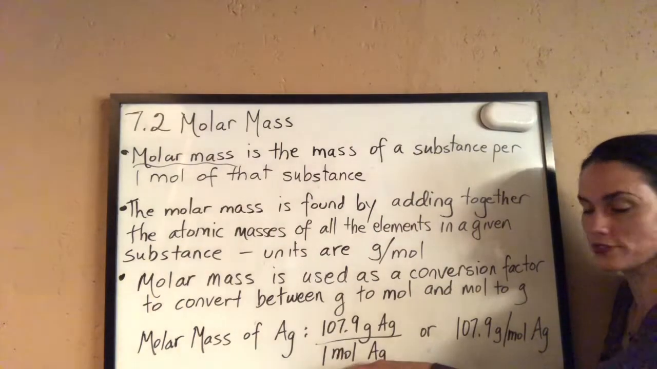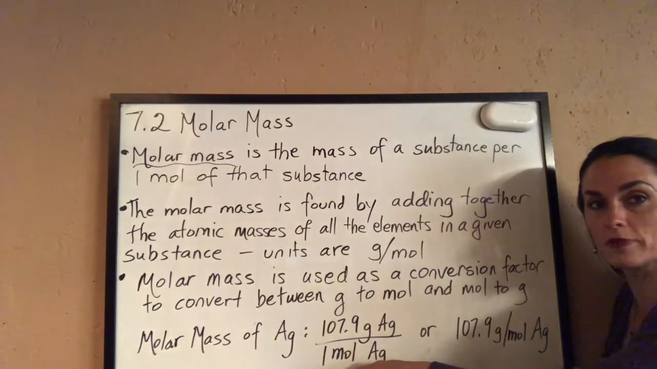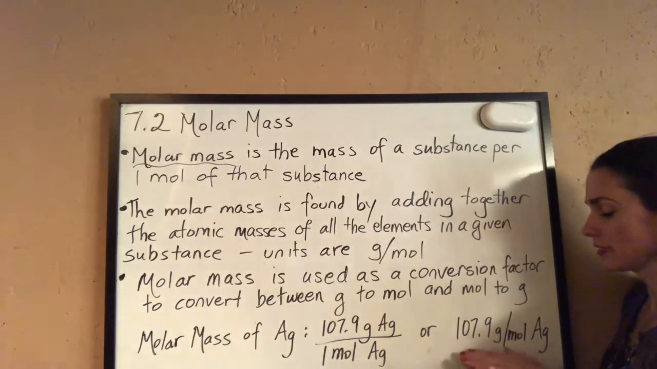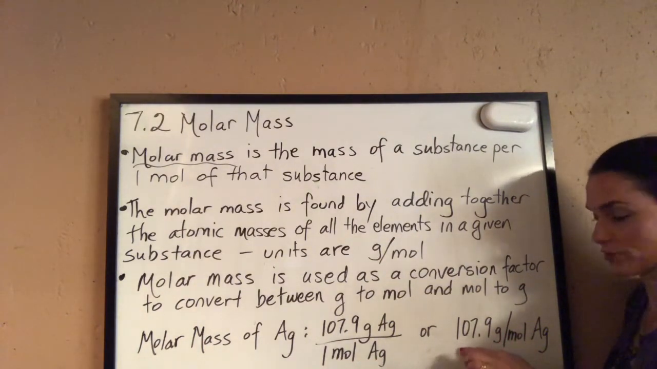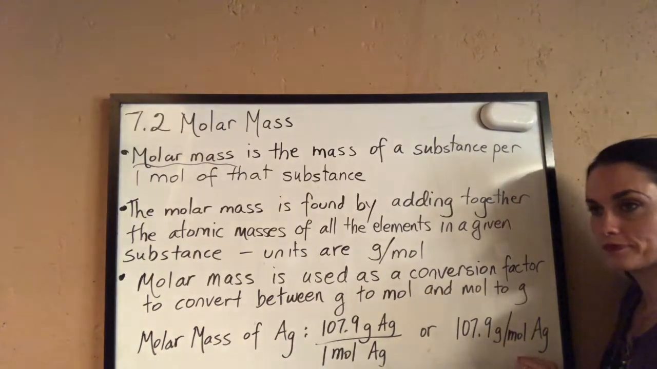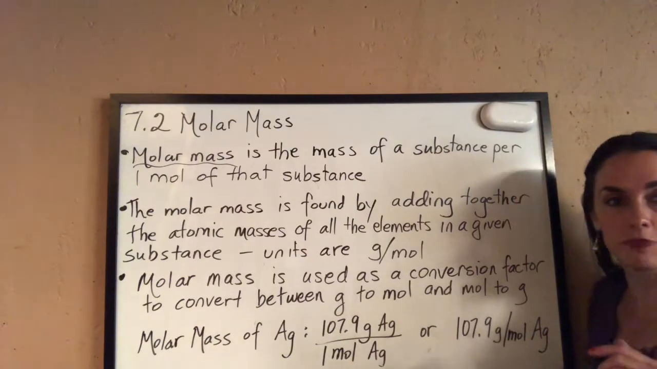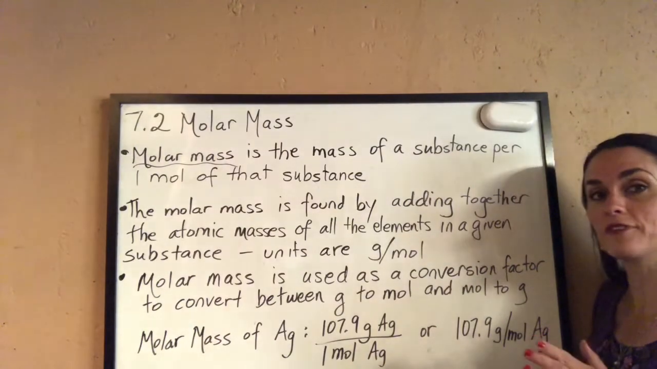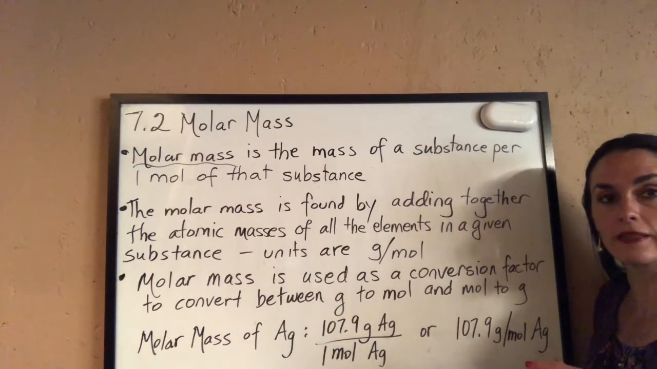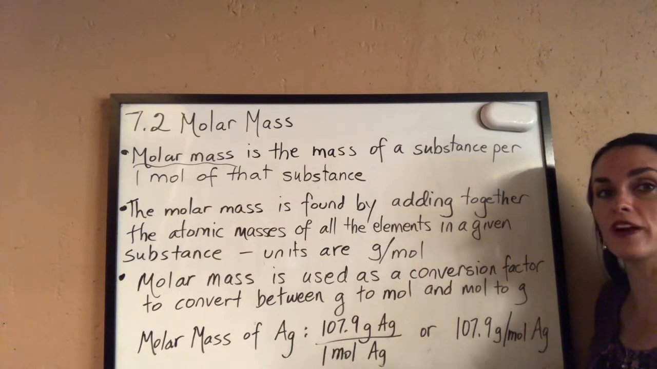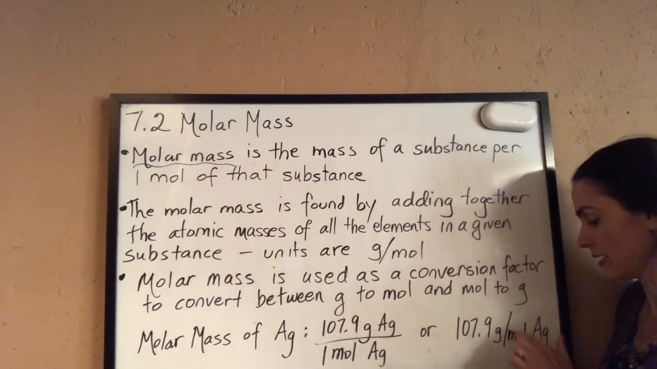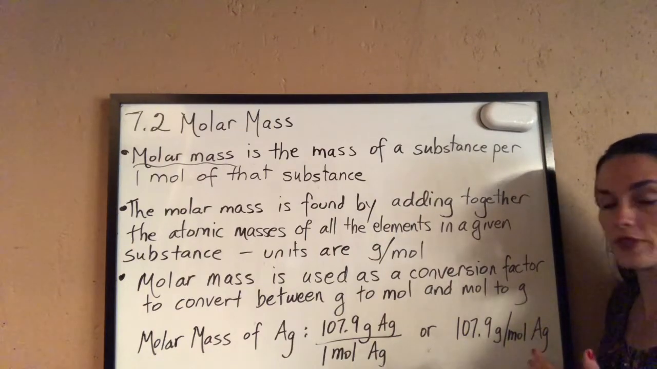Now here I wrote it as a conversion factor because we're going to be using molar mass as a conversion factor in section 7.3. Or you may see the molar mass just written simply like this, 107.9 grams per 1 mole. Just like when you have a speed limit of 65 mph, miles per hour. That speed limit is saying that at maximum you should go 65 miles in 1 hour. So the 1 is implied by the slash or the abbreviation.